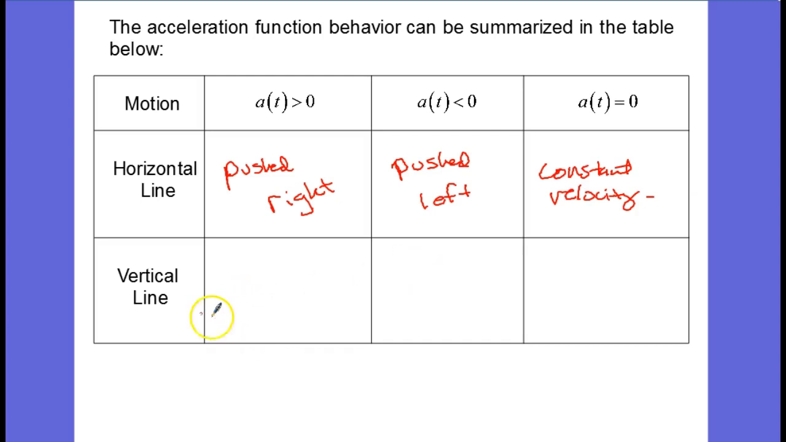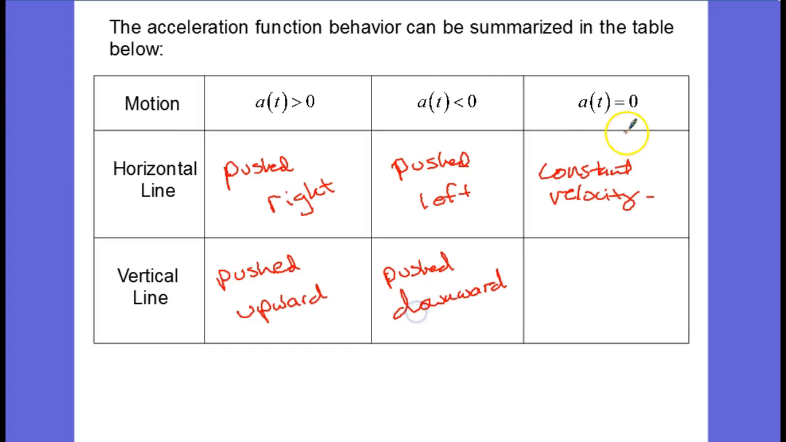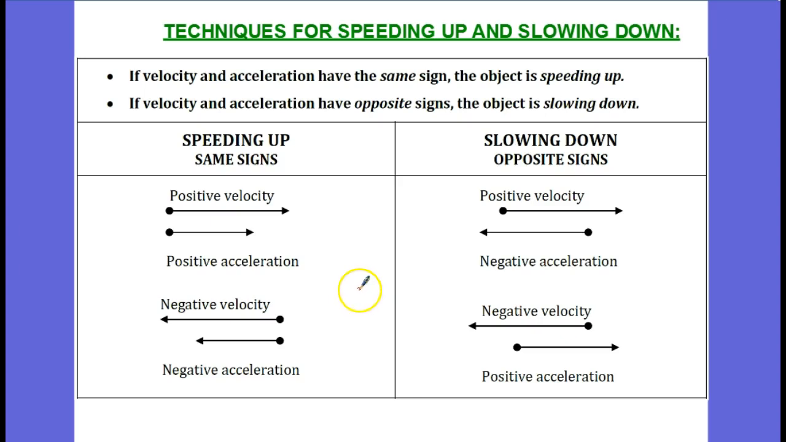The velocity is unchanged. For the vertical line, the particle is simply pushed upward if the acceleration is positive. And if the acceleration is less than 0 or negative, it is pushed downward. And again, an acceleration of 0 means that the velocity is not changing. So constant or unchanging. Now, this is a very helpful chart to memorize.